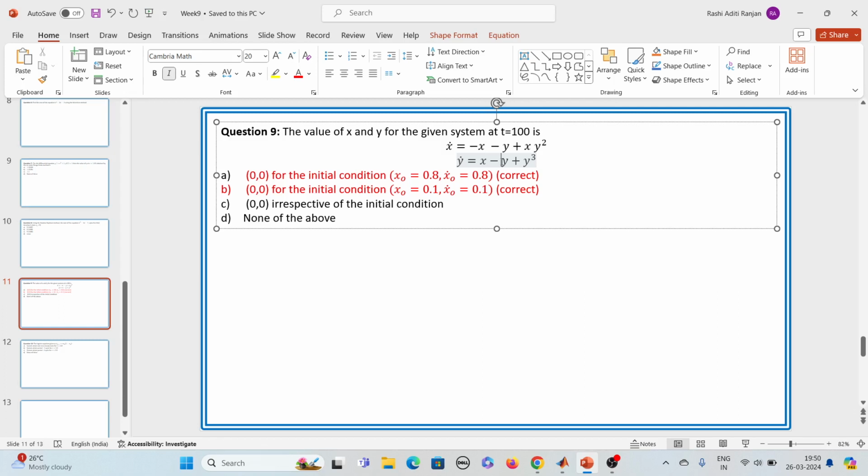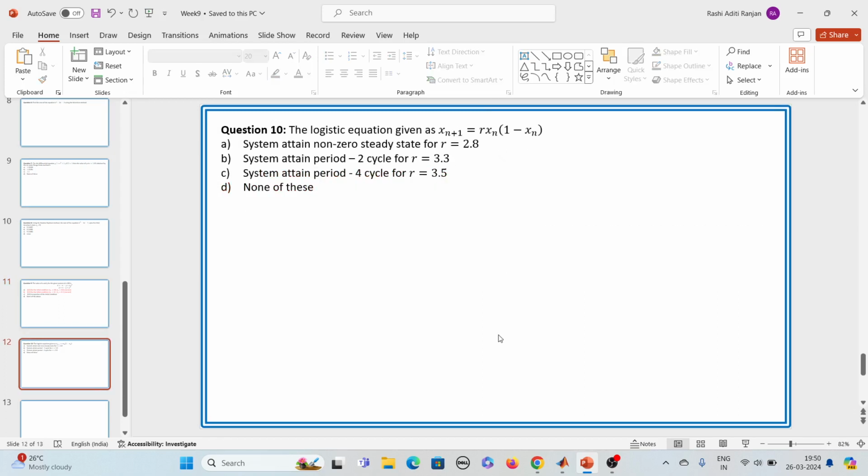Okay, coming on to question number 10. My question number 10 says the logistic equation is given as xn plus 1 equals r xn (1 minus xn). So I have to see about these things. If you remember, I've discussed in the overview slide also that the logistic equation is given like this, where if I know the population in the n generation, I can find out the n plus 1 generation. So first I have to consider r 2.8.